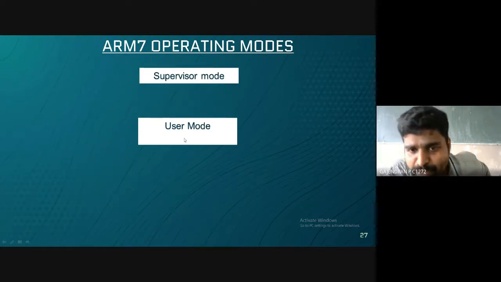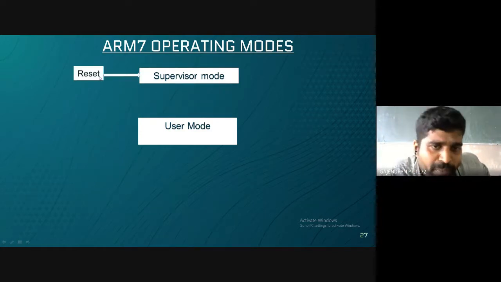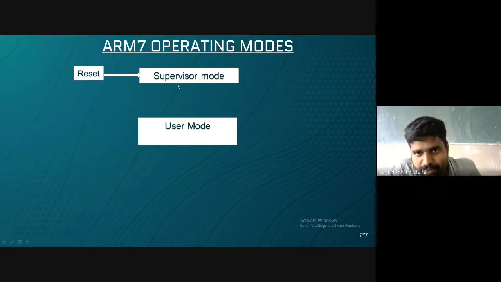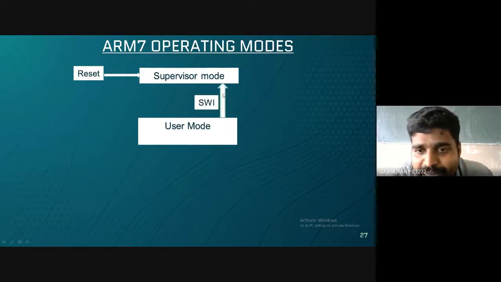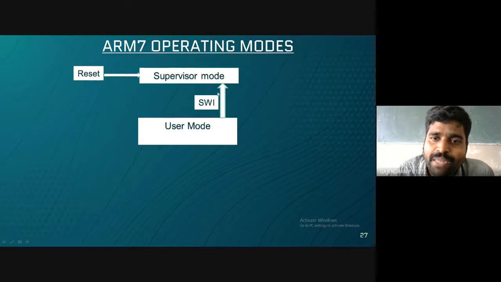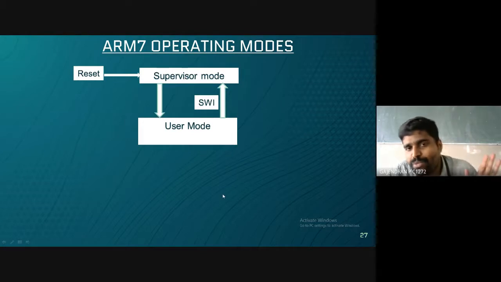So now I am in user mode. I am resetting my mobile, so I am getting into the supervisory mode. Then after some time you are getting into the user mode. If you want to install some software, you again give one interrupt, that is called a software interrupt. At that time again you get into the supervisory mode. After servicing everything, we get back to the user mode. So two modes are very clear.